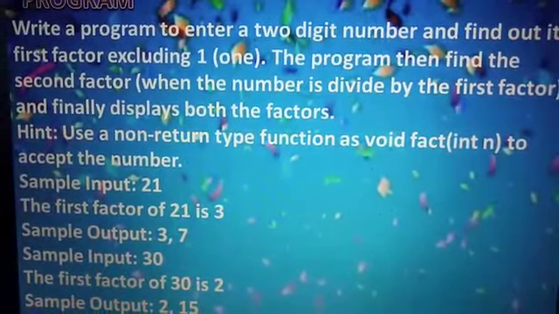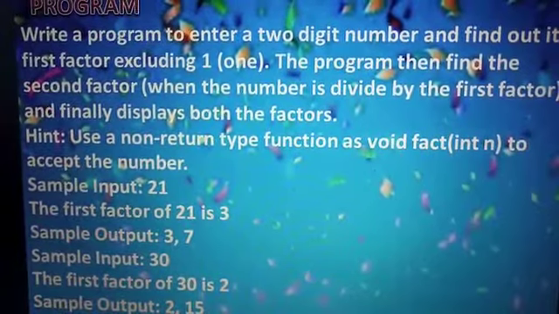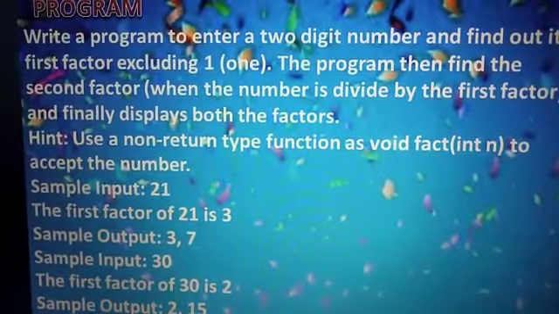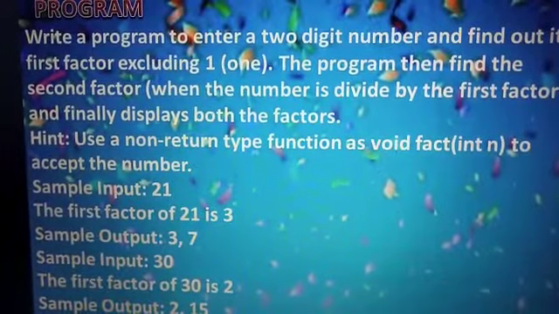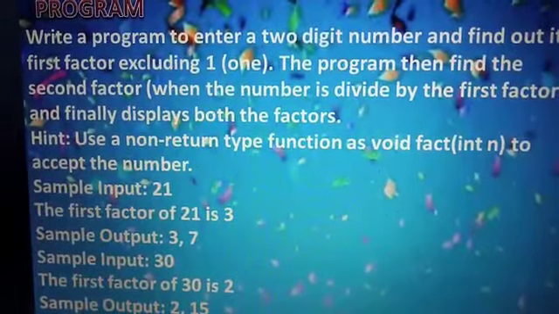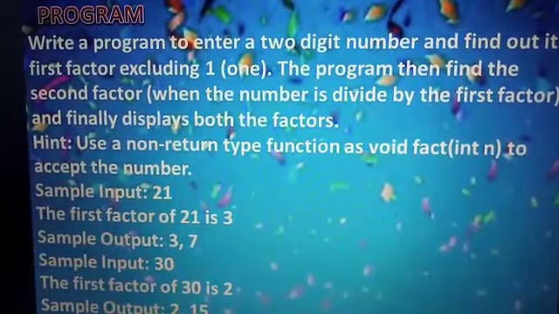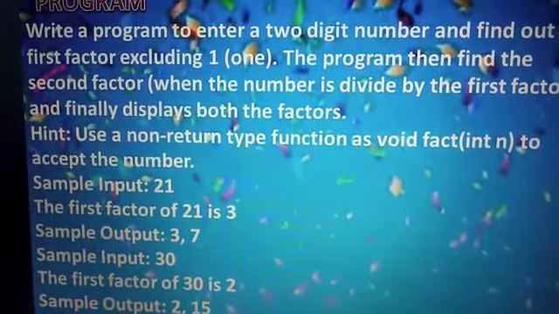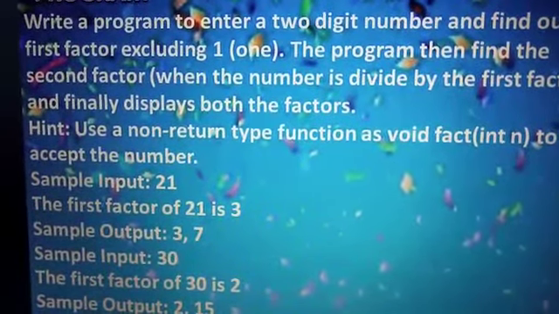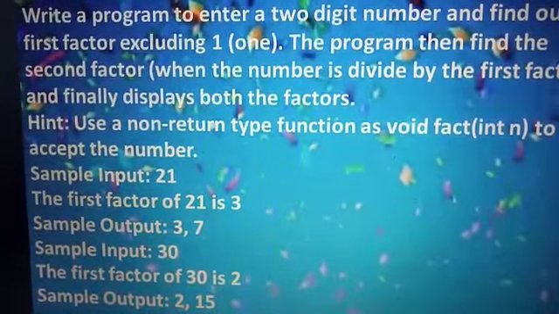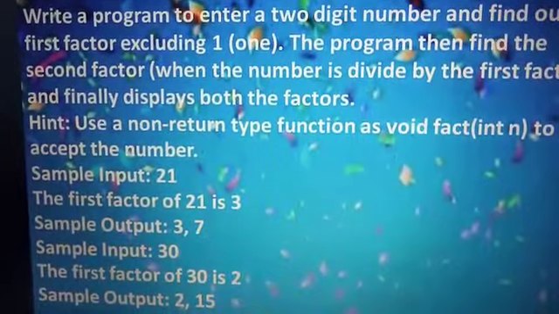Before that, I will tell you what is a factor. The numbers that are completely divisible by the given number. It means the remainder should be 0. So, we call them factors. Suppose we input 21. The first factor of 21 is 3 and the output is 3 and 7. In the second one, we input 30. So, the sample output will be 2 and 15. Now, see the coding of this program.